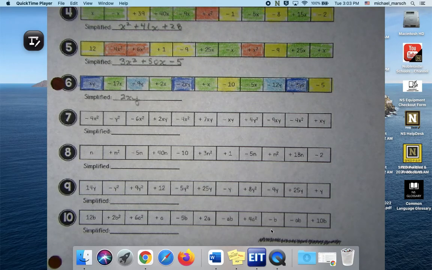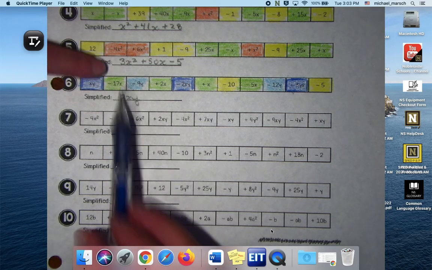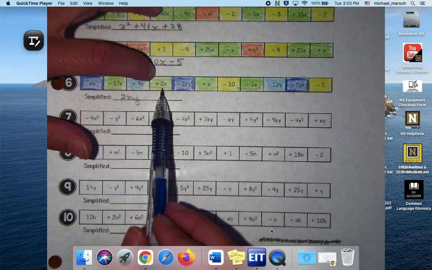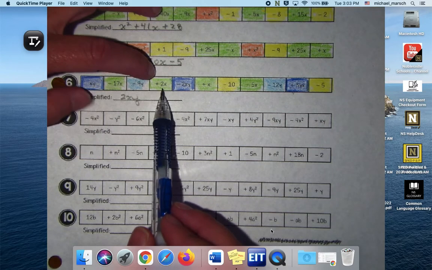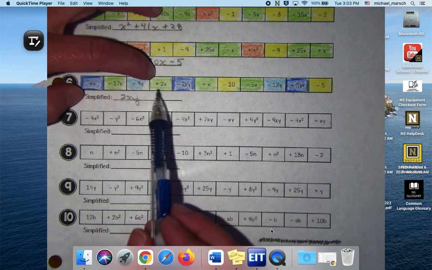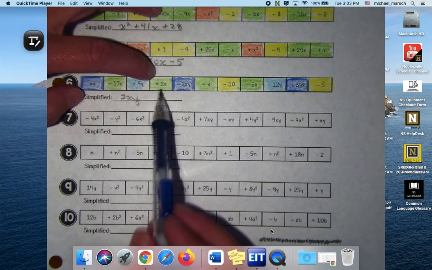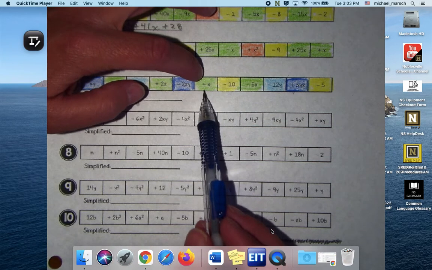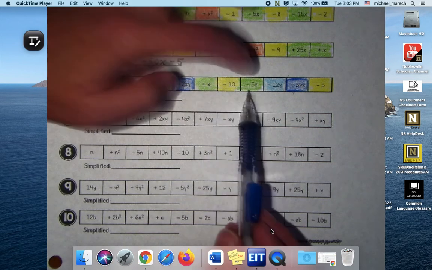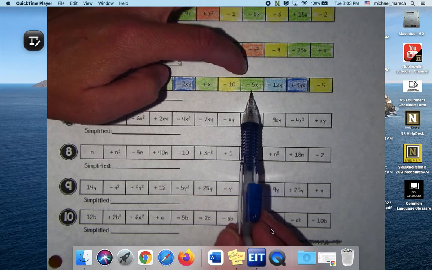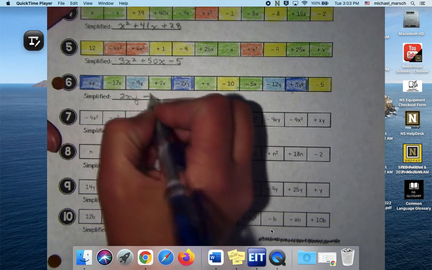And now we'll do the x's. Negative 17 plus 2. Negative 15. Plus 1. Negative 14. Minus 5. Negative 19. There you go. You're doing 19x.